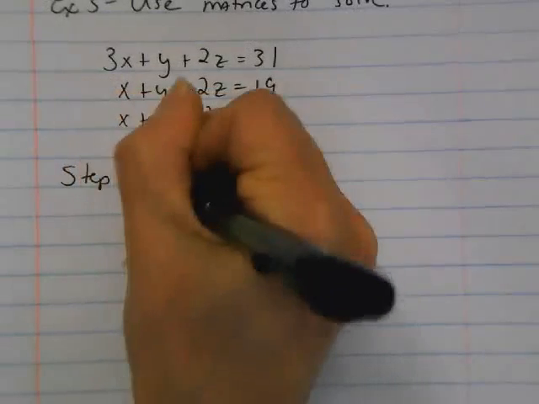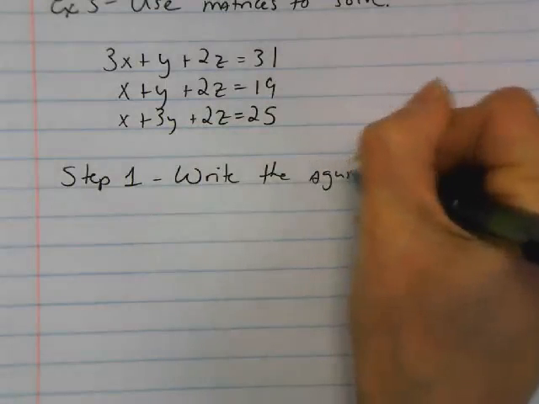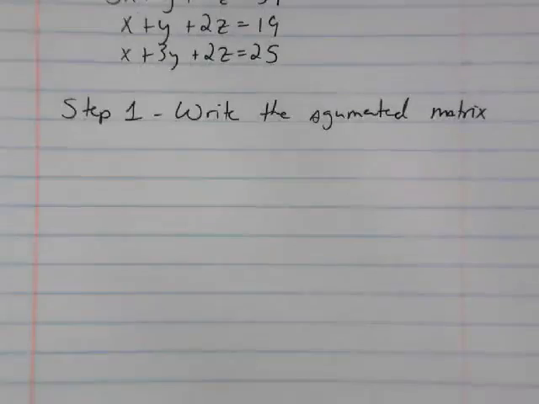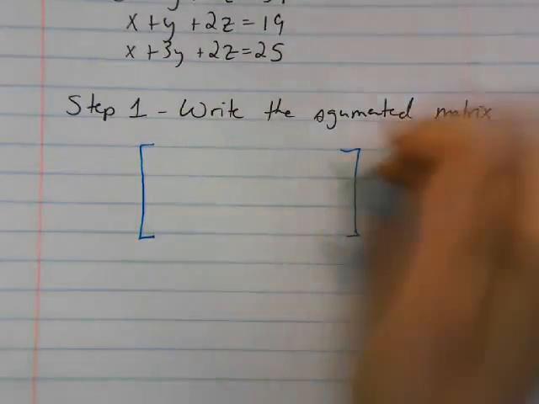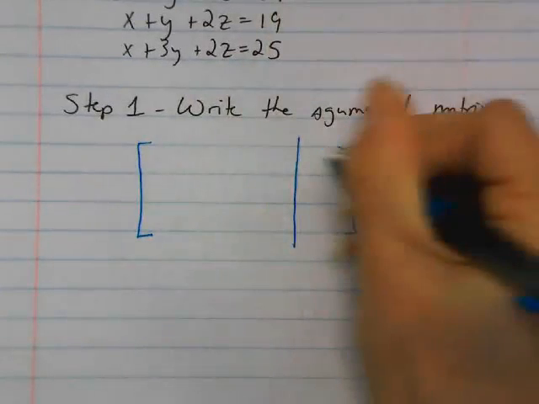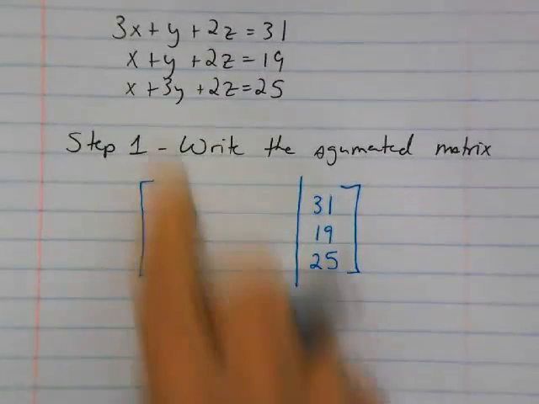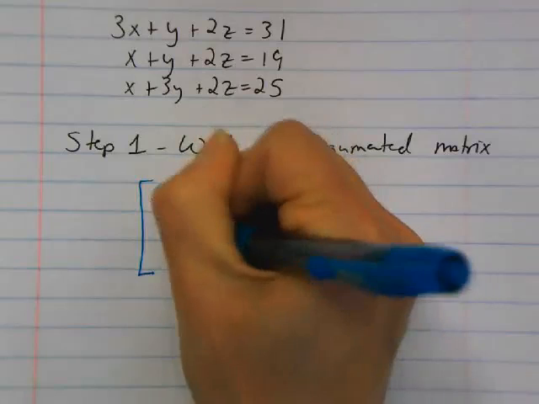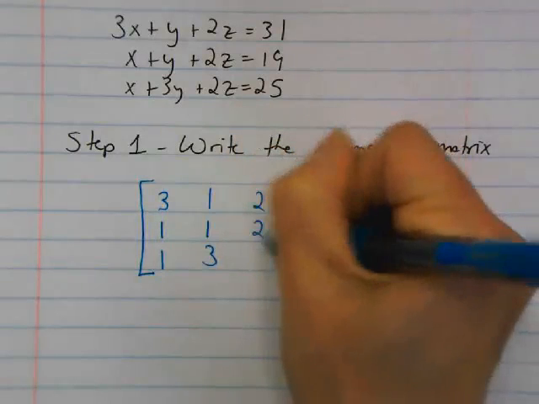Alrighty? Step 1. Write the augmented matrix. Alrighty, so we can do that. We need 3 rows and 4 columns. So my answers again go over here, 31, 19, 25. So my first row has, well, let's just do our first column, my x values. I have 3, 1, 1. Here I have 1, 1, 3, and 2, 2, 2.